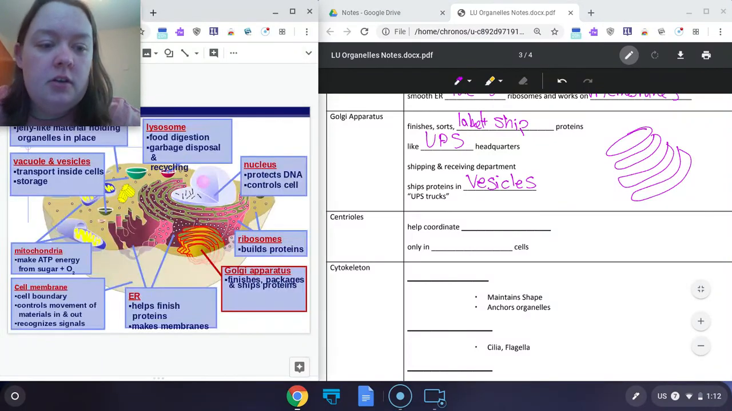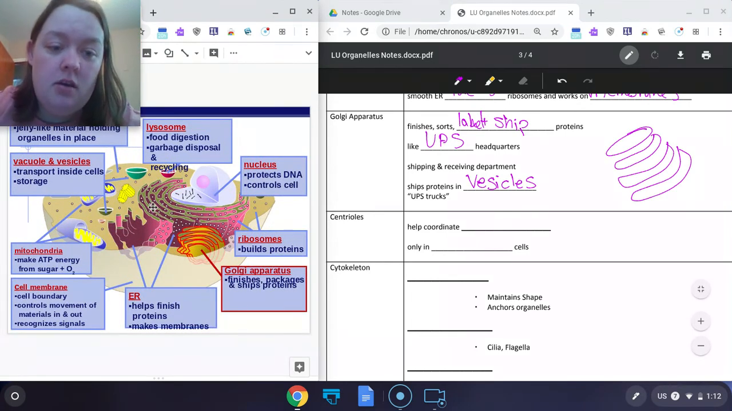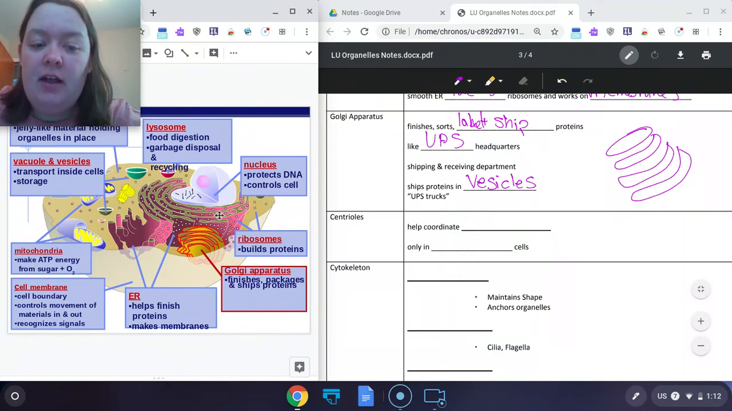So if we were to look here at our cell, sometimes it's easy to get the ER and the Golgi confused, but the ER is wrapped around the nucleus. That's the ER. Any stack of flat sacs that is away from the nucleus, out here, is the Golgi body. Okay.